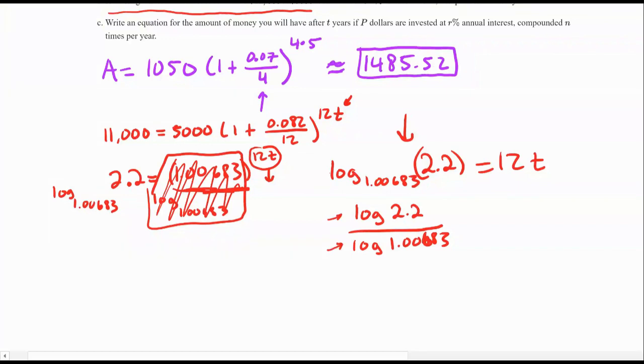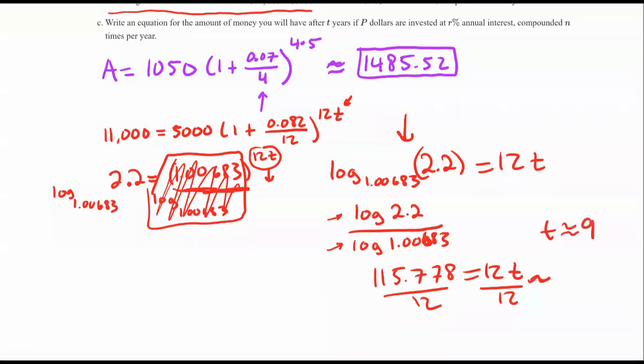Divide those two numbers, we end up getting something like, what is the number that we get? 115.778. 115.778 equals 12t. And then we divide both sides by 12, and we get our final answer of about 9. Sorry, the time is about 9.648 years.